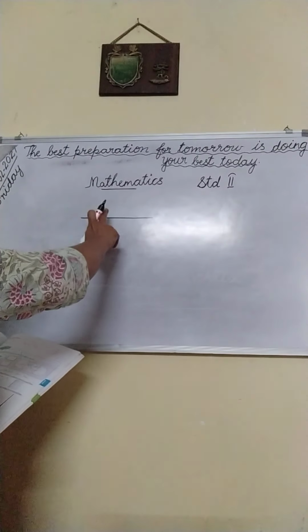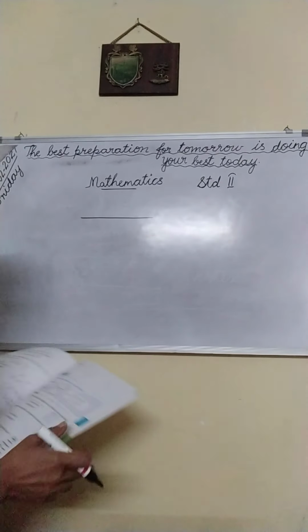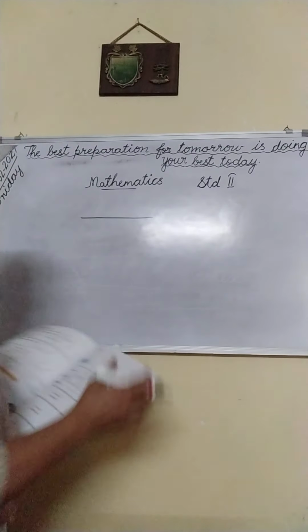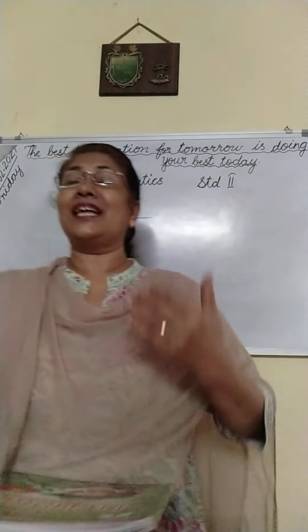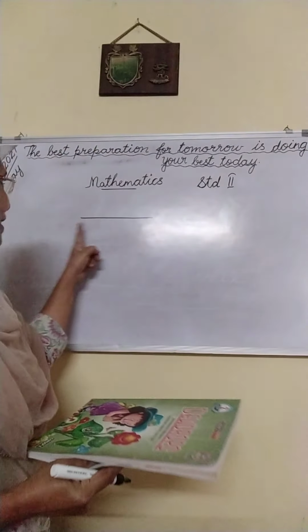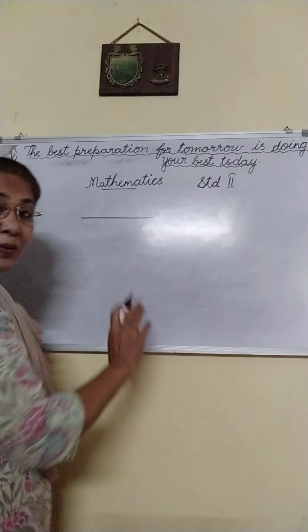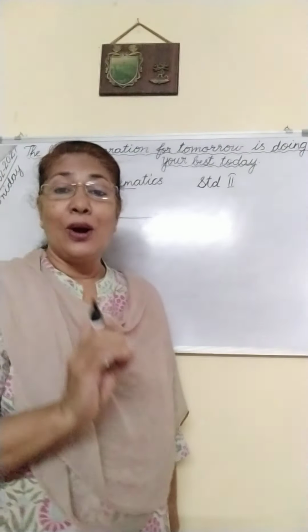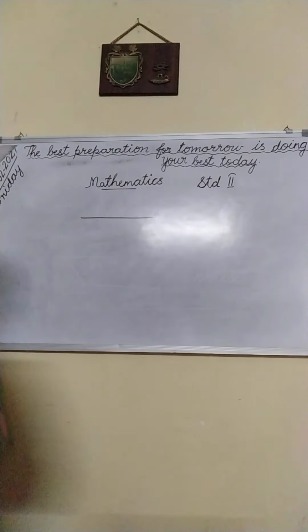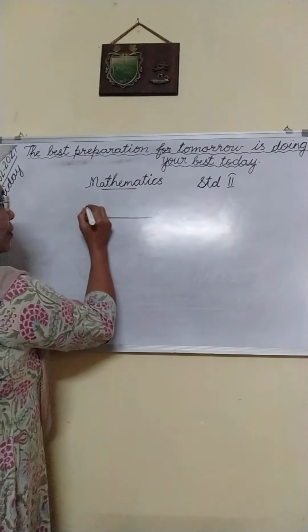Saw this? Can you see? Yes. This is a sleeping line. So, when we sleep, how do we sleep? Do we stand like this? No. We lie down like this, isn't it? Yes. That's why this line is called sleeping line. What is the actual name? Horizontal line. This line is known as horizontal line.